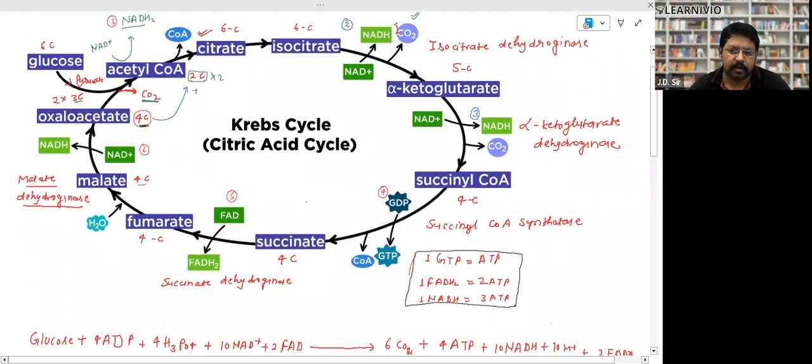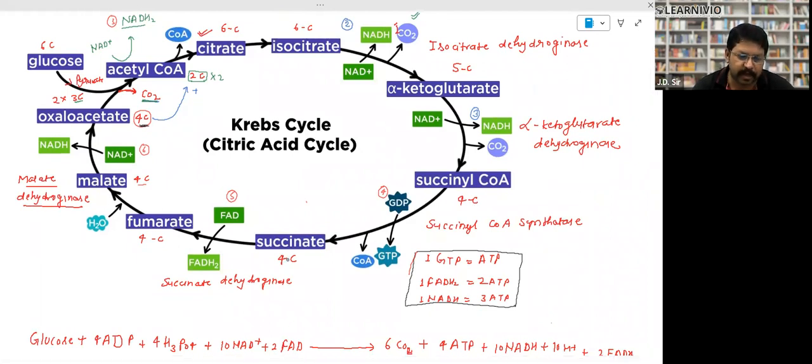Now what will happen? This succinyl coenzyme A, which is a 4-carbon compound, will convert into succinate, again a 4-carbon compound. Formation of GTP will take place, meaning equal to ATP. ATP energy will be produced in the presence of succinyl coenzyme A synthase. Succinate will convert into fumarate. Formation of FADH2 will take place. Enzyme succinate dehydrogenase. Fumarate will convert into malate, a 4-carbon compound.